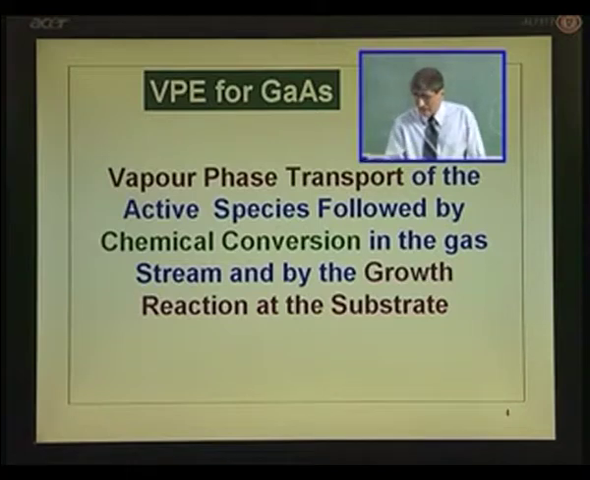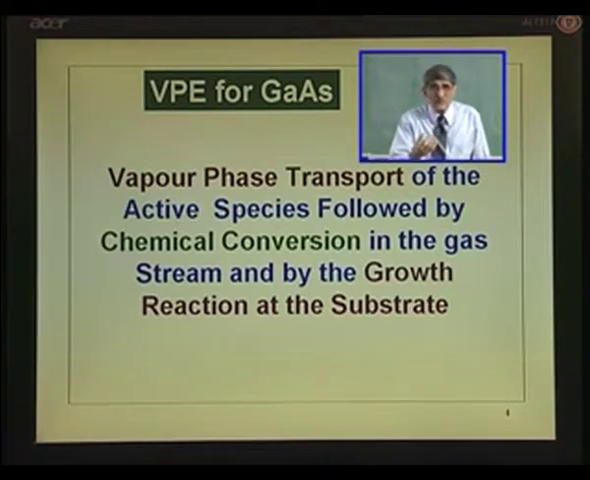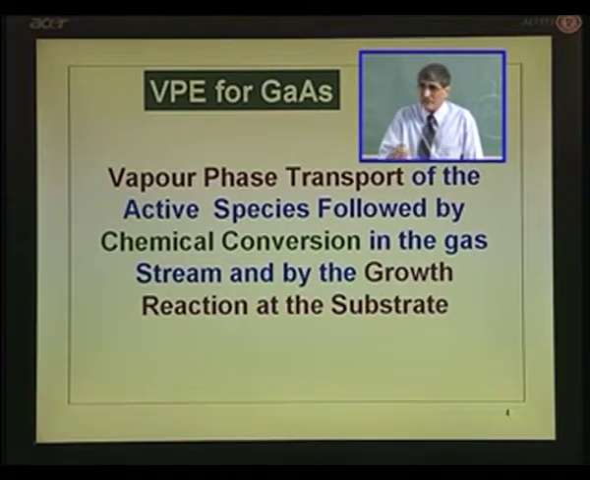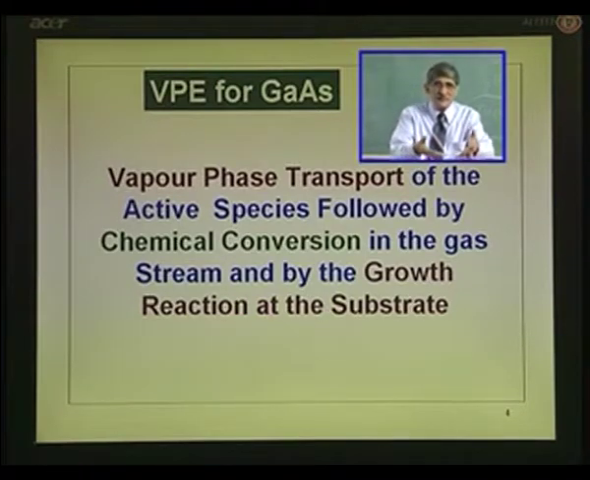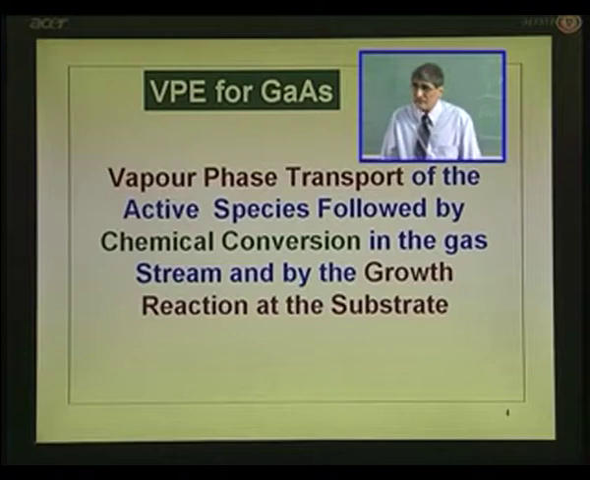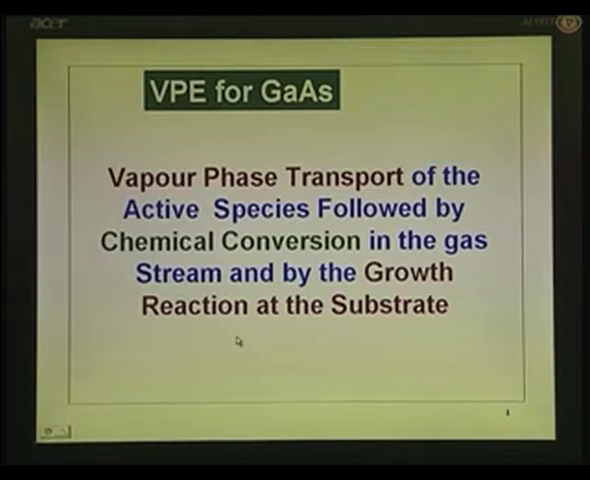In the case of gallium arsenide, you have to transport a compound containing gallium, you have to transport a compound containing arsenic, then force a reaction. That reaction will occur if you provide the actual temperature etc. for the reaction to take place. Force the reaction at the substrate.